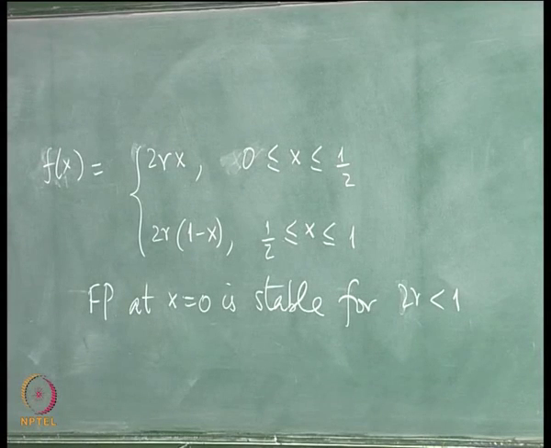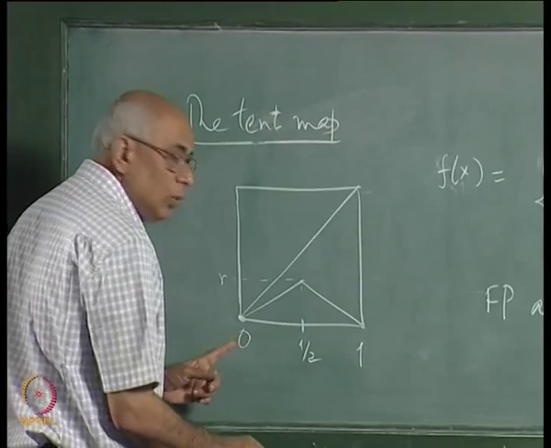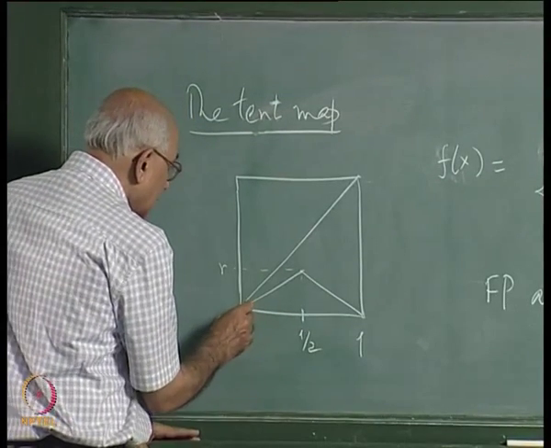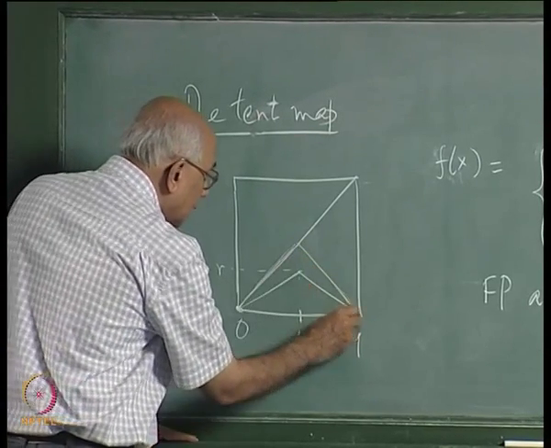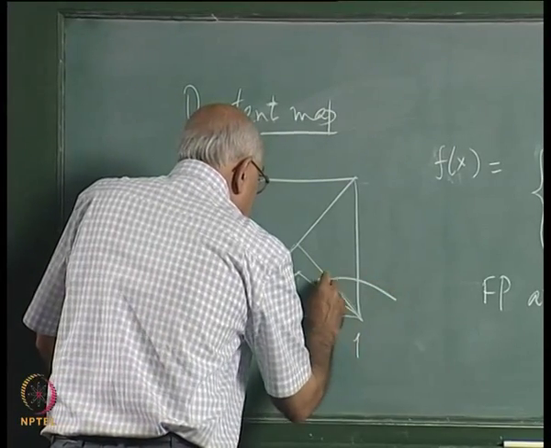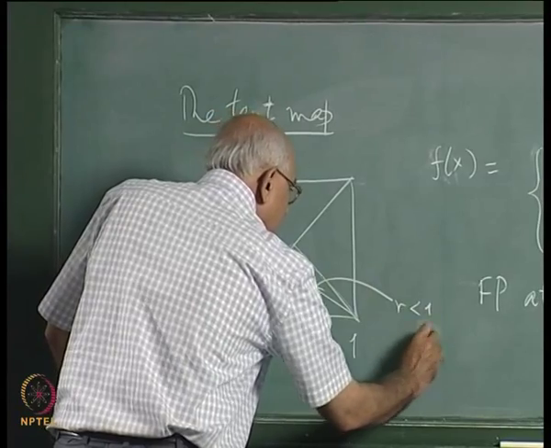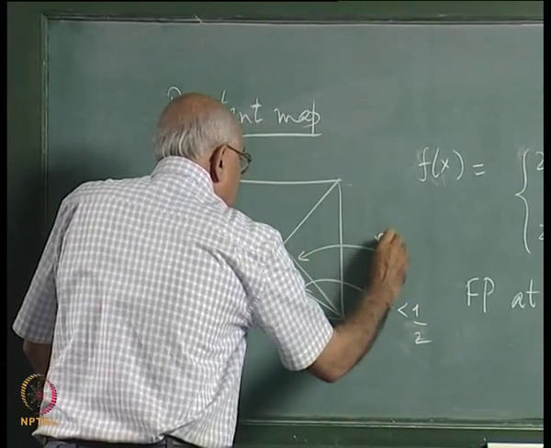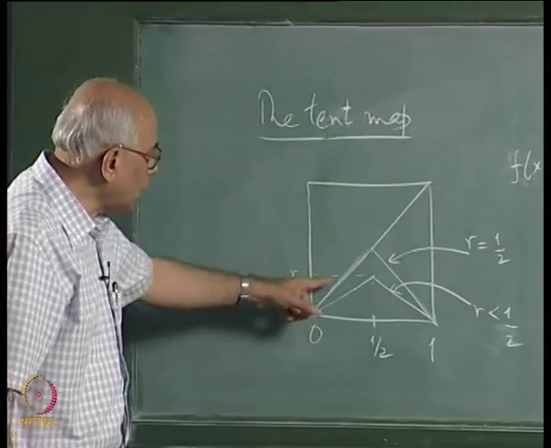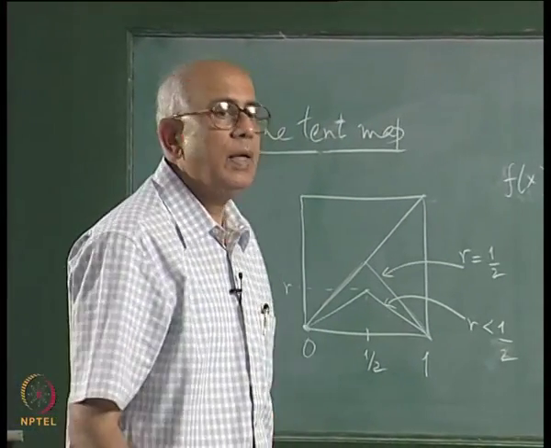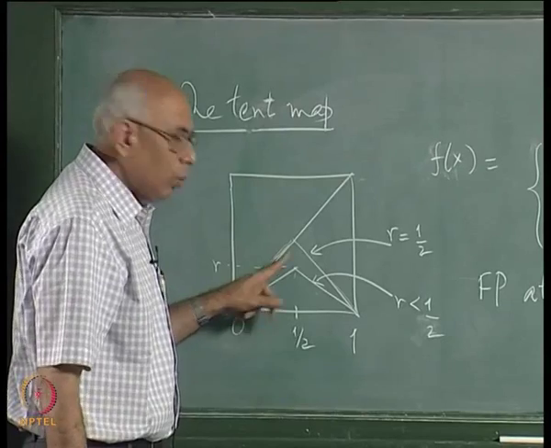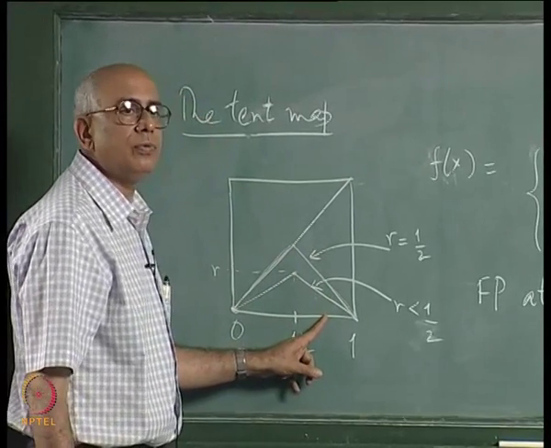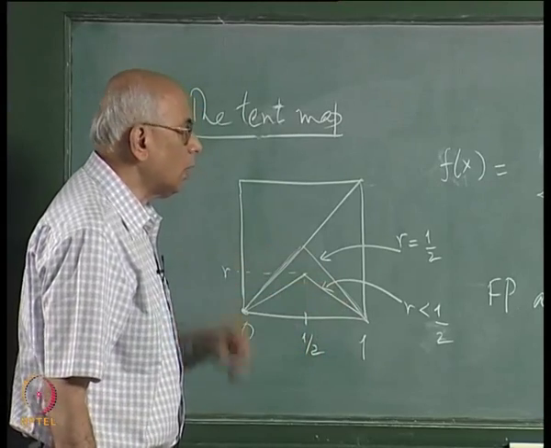What happens at r equal to a half? At r equal to exactly a half, it is evident that this map goes right up to a half and comes back in this fashion. So it falls on the bisector and then comes back here. So this corresponds to r less than a half, this map corresponds to r equal to a half. And where are the fixed points of the map at r equal to a half? Everywhere, this map is degenerate, all these points remain exactly where they are. What if I started with a trial value greater than a half for this map at r equal to a half?